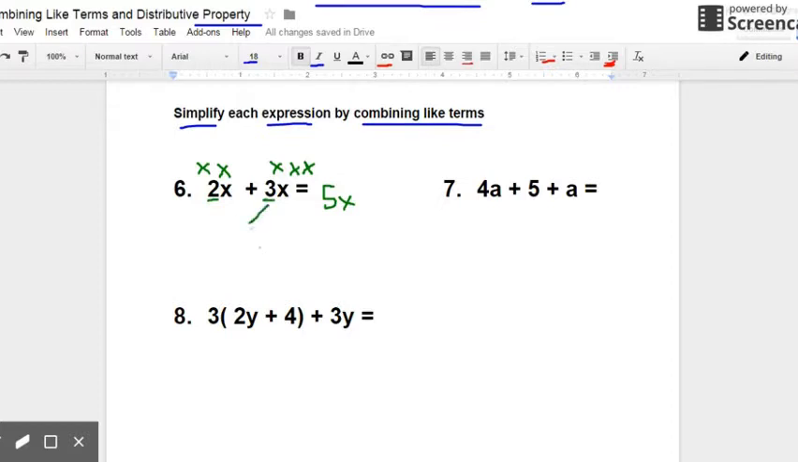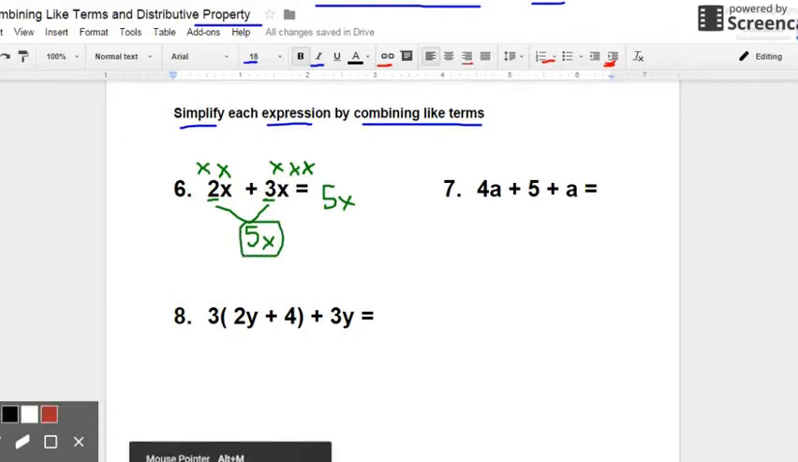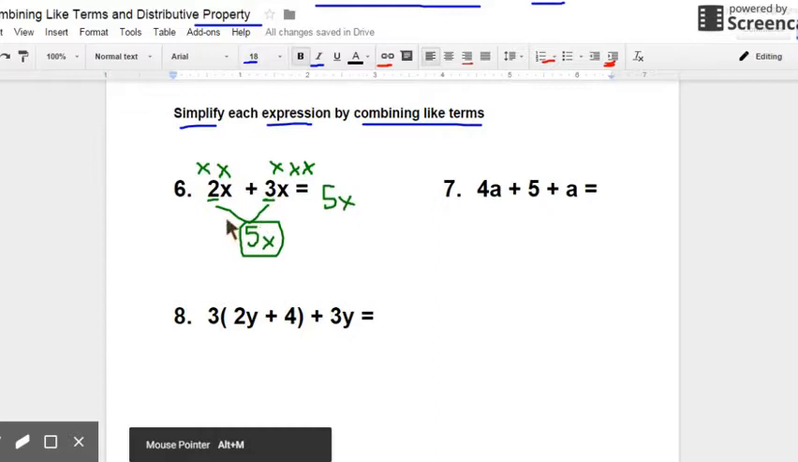Together gives us the 5. And then the x comes down next to it. That's how we get our 5x. So you could draw them out like we did up here, or we could just use our basic knowledge of math and just add together the coefficients.